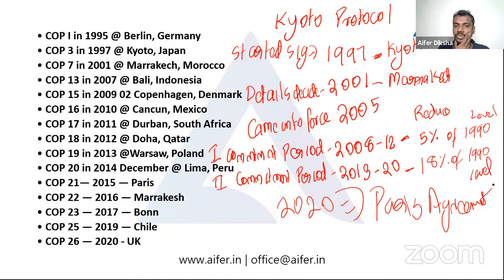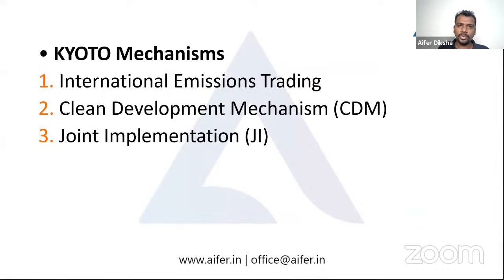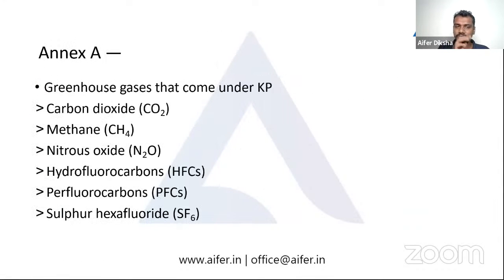Okay, beyond 2020, we have the Paris Agreement. Okay, it talks about the Paris Agreement. So this is the Kyoto Protocol. Due to paucity of time, I'm not discussing much, but I will just tell you, as per the Kyoto Protocol, it deals with 6 greenhouse gases.